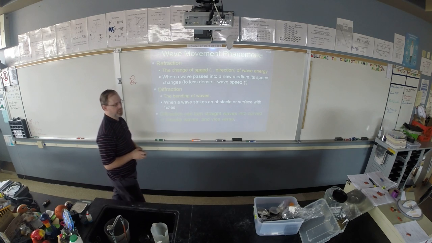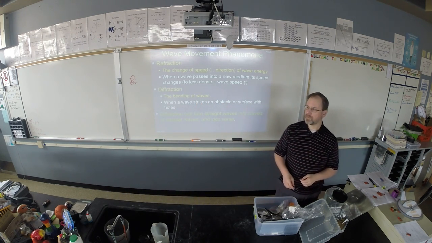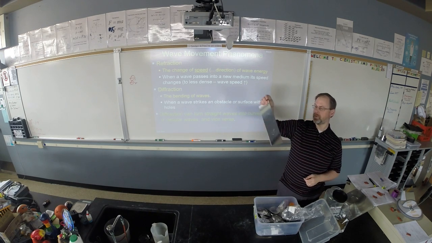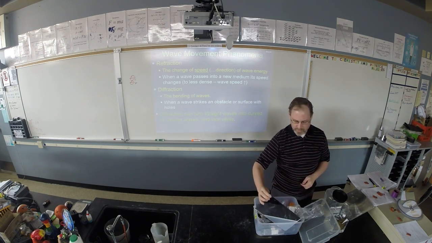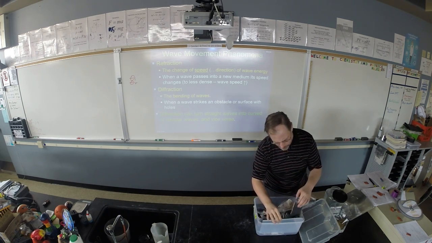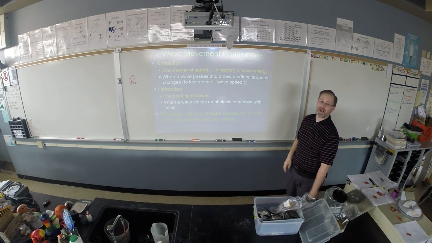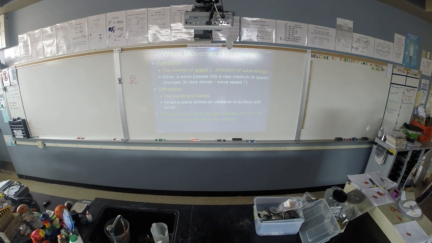Now, diffraction is a little bit different. Diffraction occurs when light bends around things. It's usually shown with two really close razor blades, put really close together, and you get a little slit of light, and you can see the light bending around things.